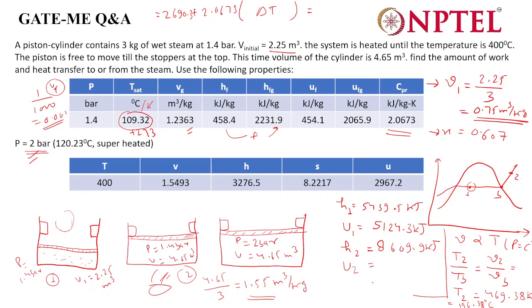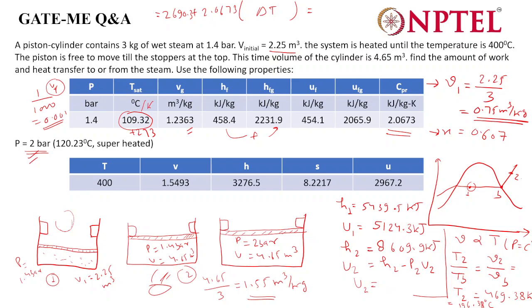You will be finding H2 minus... here directly we will use that equation. P2 we are knowing, same pressure, and V2 we are knowing. Directly we will write 4.65 right here, so it will come. Getting what I'm saying? Yes, sir. So tell what is the value of U2 here?